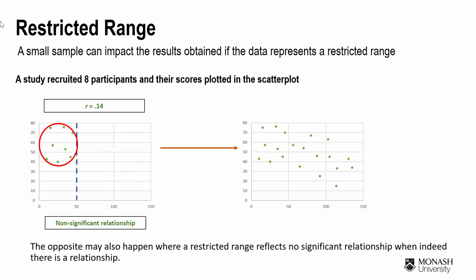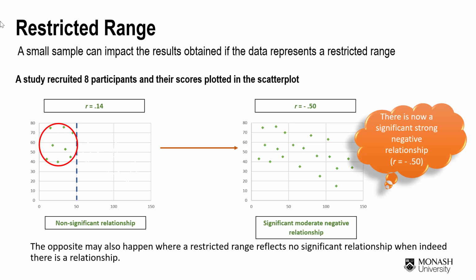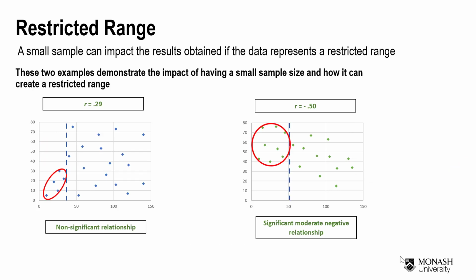We decide to recruit 12 additional participants and their scores are added to the scatterplot. With the additional participants added, the non-significant relationship has become a significant strong negative relationship between the two variables. These two examples demonstrate the impact of having a small sample size and how it can create a restricted range.